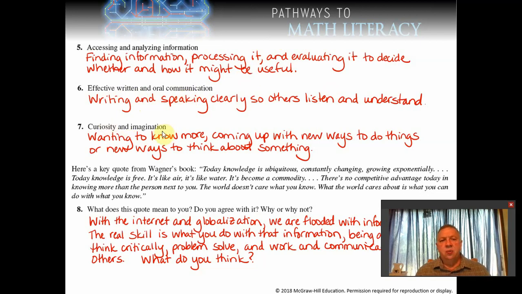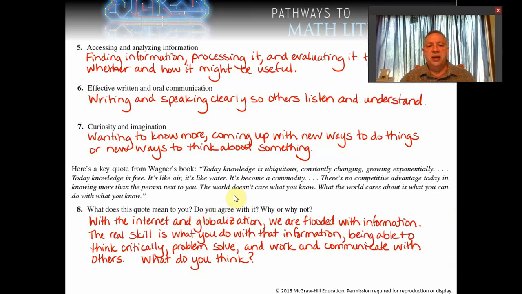Curiosity and imagination, wanting to know more, coming up with new ways to do things or new ways to think about something. Curiosity and imagination is going to carry us forward throughout the next 100 years.